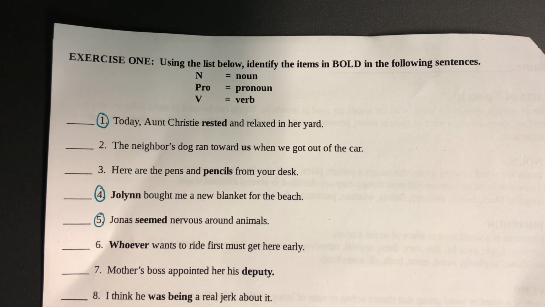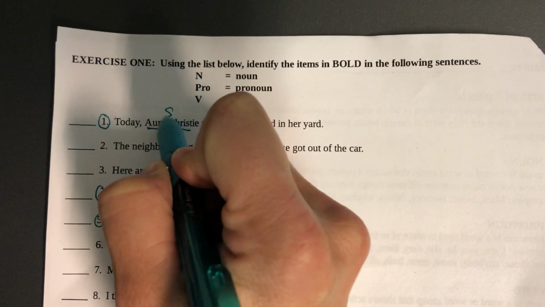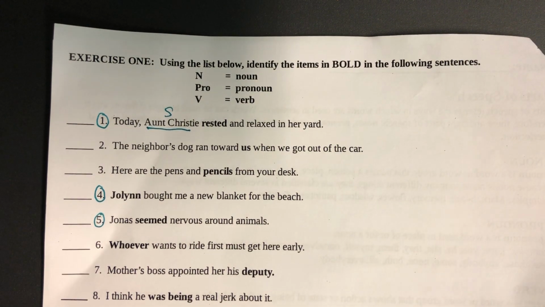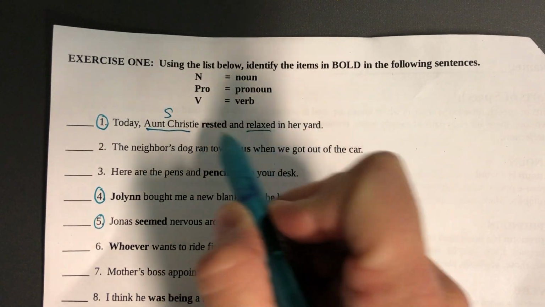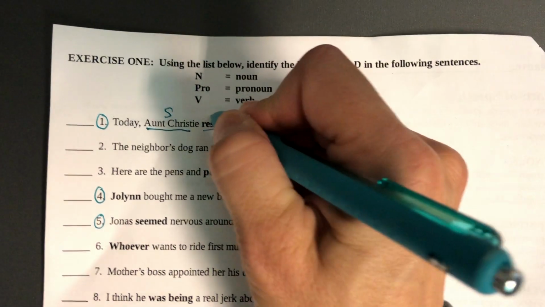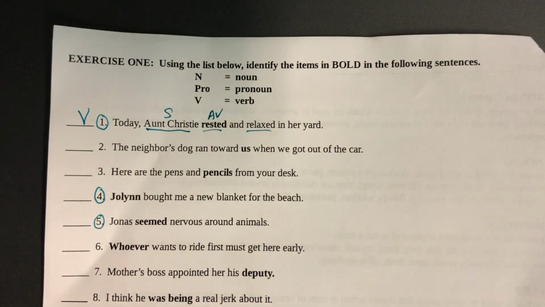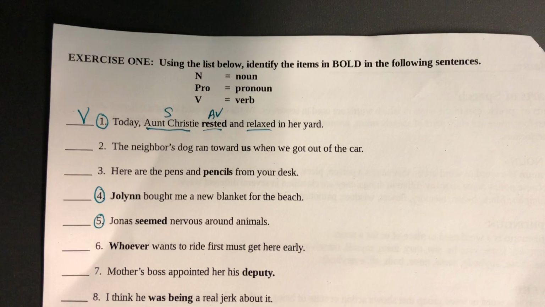It says, today Aunt Christy rested and relaxed in her yard. What is Aunt Christy doing? Your subject of the sentence is Aunt Christy. If I did that, I would just say subject. Okay, and she's doing something. What is she doing? She's relaxing and she's resting. Those are things she's actually doing, which makes this an action verb. Okay, you can just put verb, but you will need to know the difference between action and linking. Action is something you do.